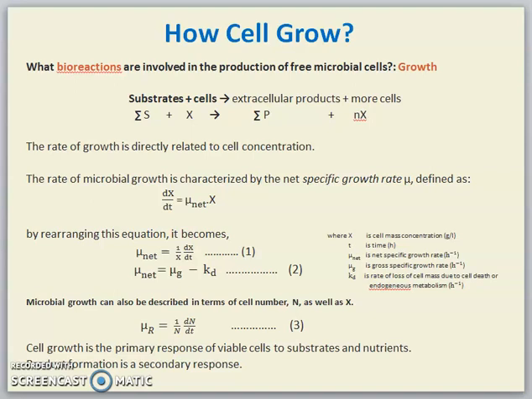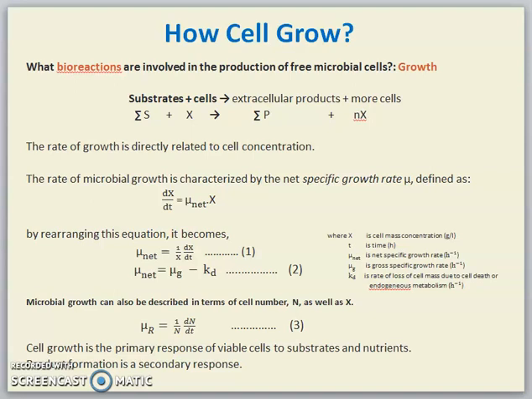Cell growth is the primary response of viable cells to substrate and nutrients. Product formation will be a secondary response. So before we can produce a bioproduct, what is the first step that we have to do? The answer is we need to grow cells. Therefore we need to understand how the cell is growing and the underlying concept of the growing of the cell.